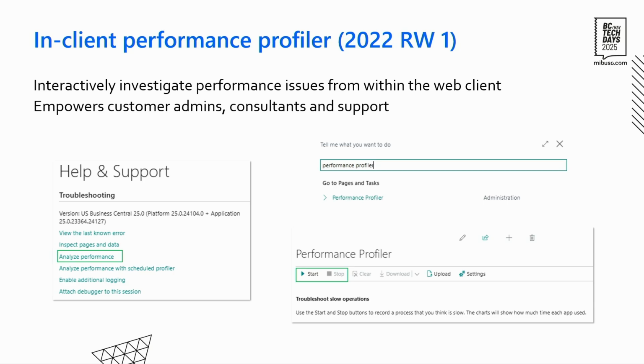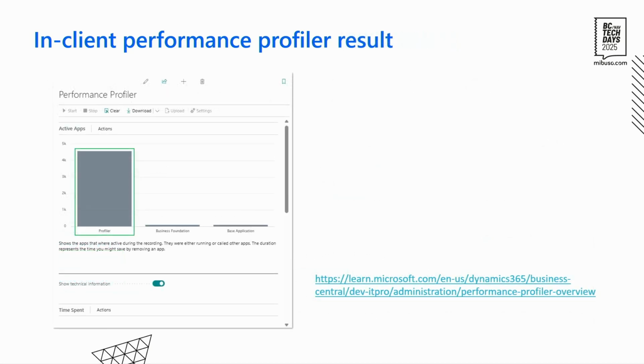You then start the profiling, you perform the user scenario, you stop the profiling. That's why we call it interactive. You basically do the scenario while you are recording. And then after the profile has been captured, you can get an overview of where time is spent. So which extensions spent the time. That's a good indicator of should you blame Microsoft, should you blame an AppSource app, should you blame a per-tenant extension for a specific customer, for example.